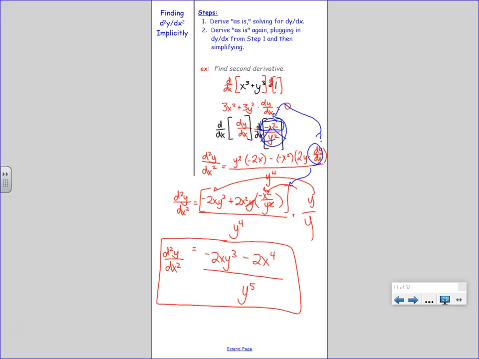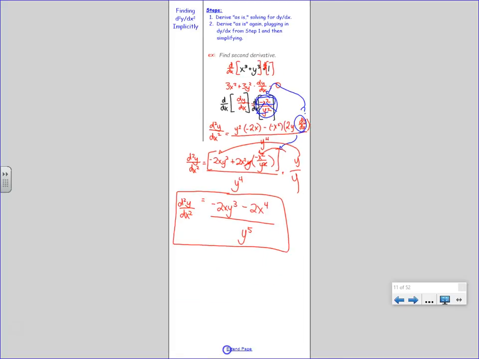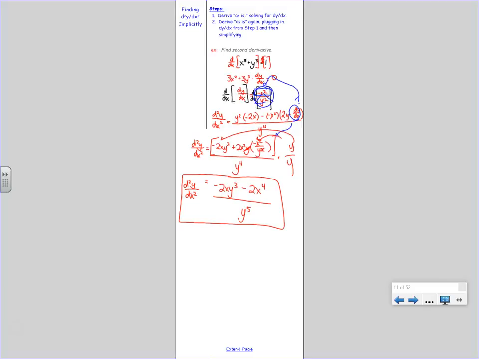Now kiddos, is this good? Yes. And of course it's supposed to stay in terms of x's and y's, right? Unless there was a way to keep going. What if we did factor out the negative 2x? We would have y cubed plus x cubed all over y to the 5th.